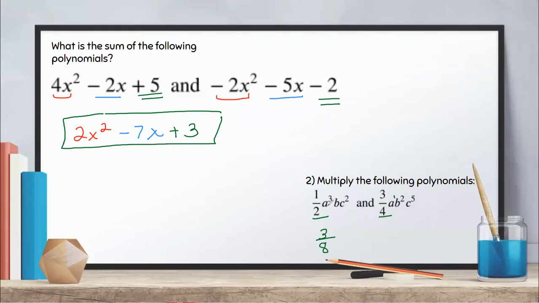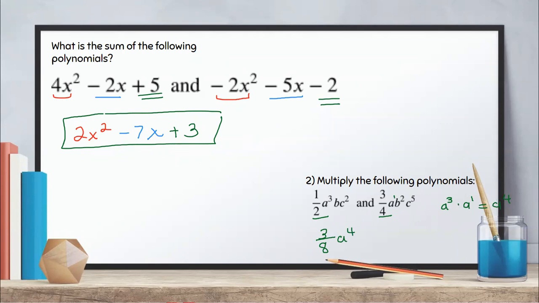And now we multiply the variables. So a to the third, I'm going to write this to the side, a to the third times a to the first is a to the 4th, right? When you multiply these, you're adding the exponents. So we have 3/8 a to the 4th.